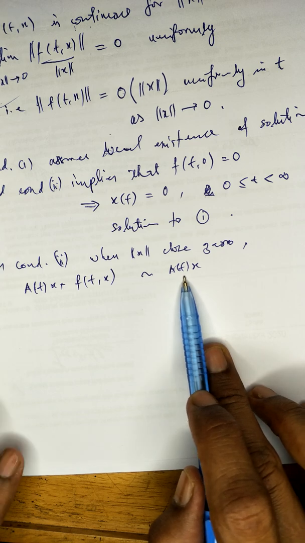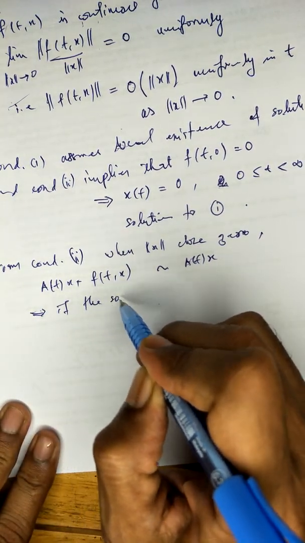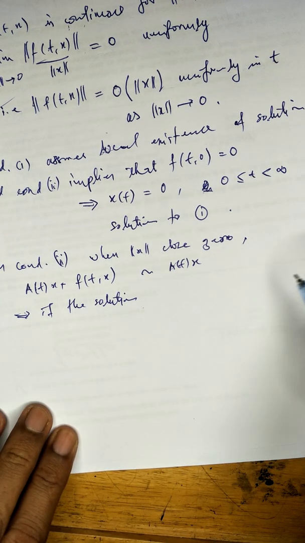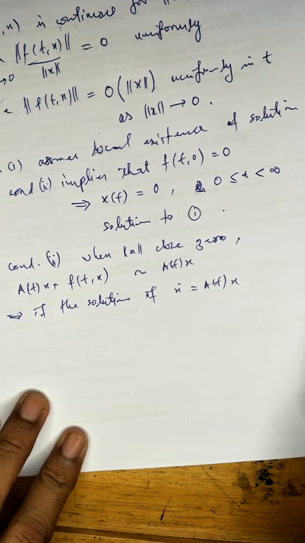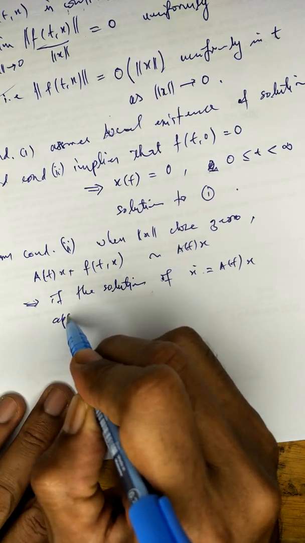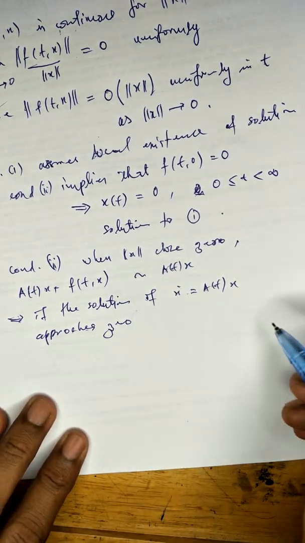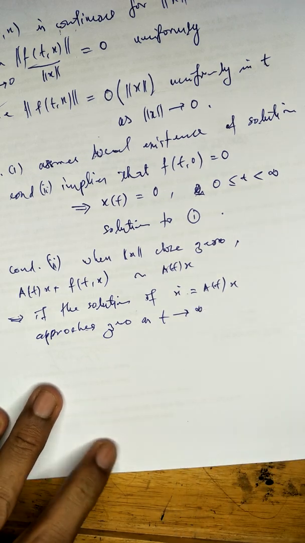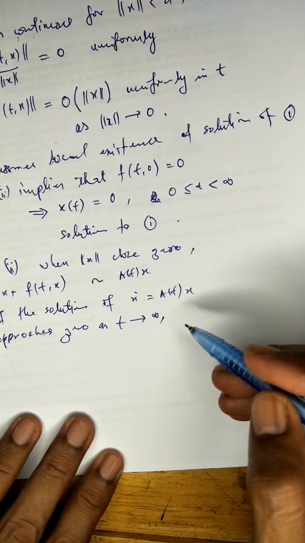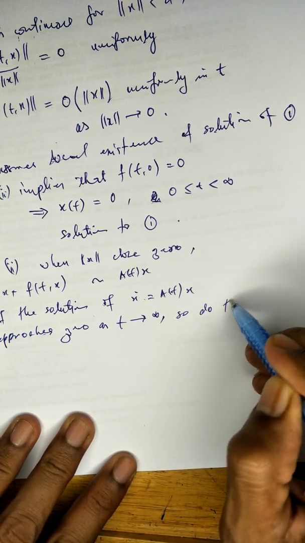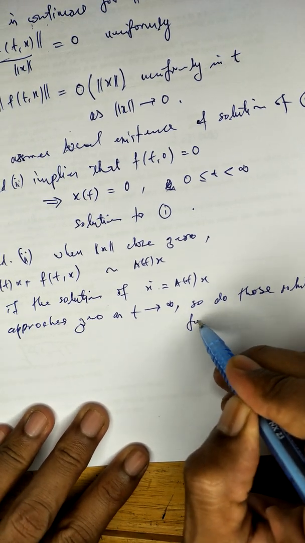So therefore we should expect that if the solution of x dot = Ax, which is the linear case, approaches 0 as t goes to infinity, we should expect the same for the nonlinear system, so do those solutions for system 1.